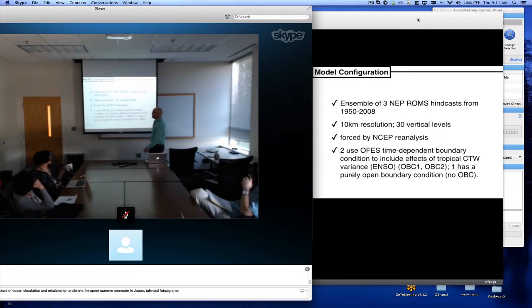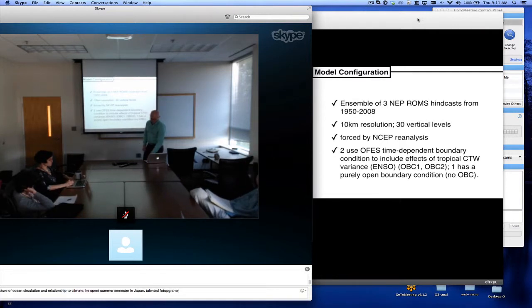And 2 of them use a boundary condition derived from the global ocean model OPA. This is a boundary condition that is nudged to time-dependent changes in OPA, and it allows us to simulate the variance coming from these coastally trapped waves along the southern boundary. So we have 2 runs that include this boundary condition. They're called OBC1 and OBC2 for OPA boundary condition, and one that doesn't include it as a control.